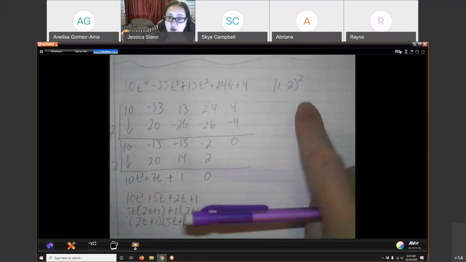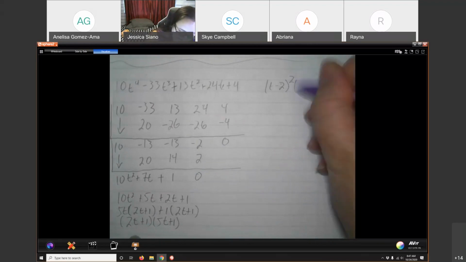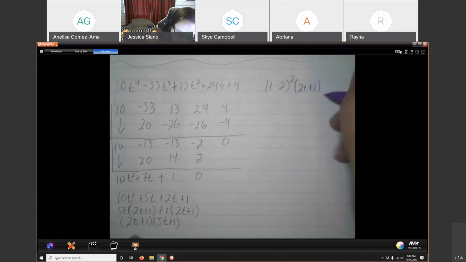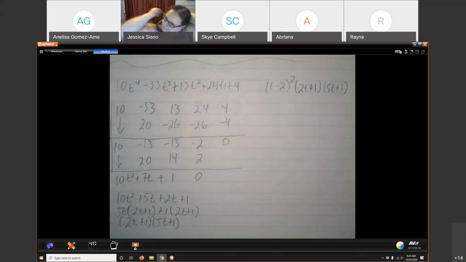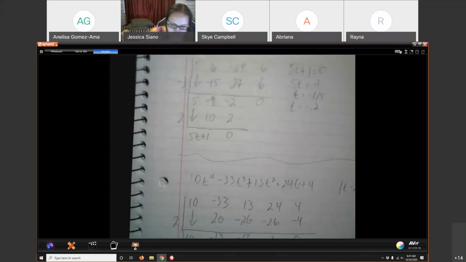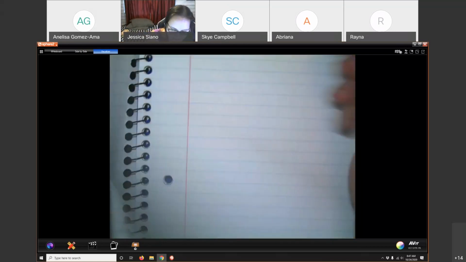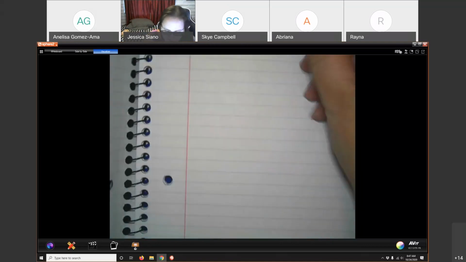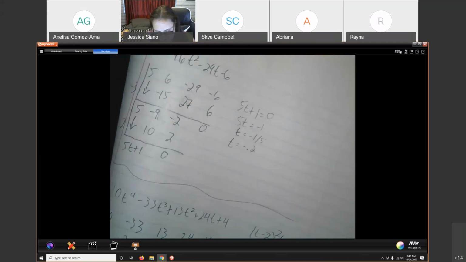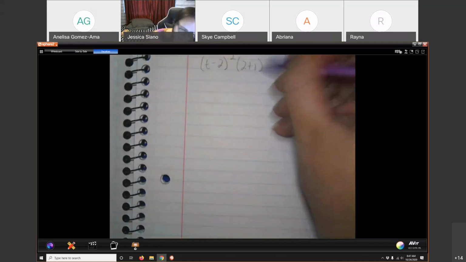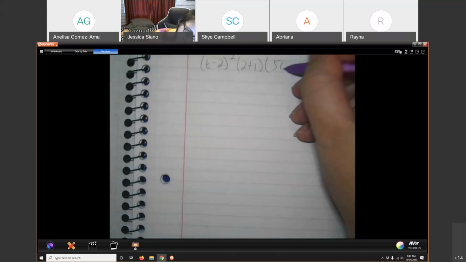And then that is going to be tacked onto the fact that I know that I had that t minus 2 root that repeated. Okay. So let's take a look at factored form of this thing once both the numerator and the denominator are factored. So I have t minus 2 squared, 2t plus 1, 5t plus 1.